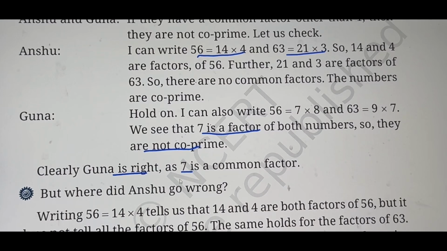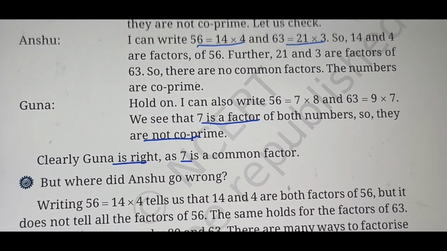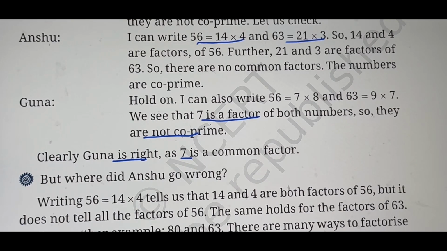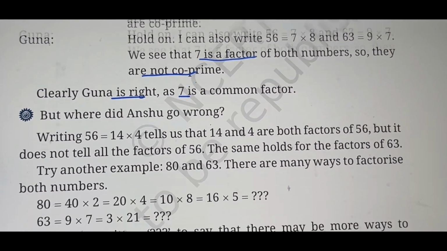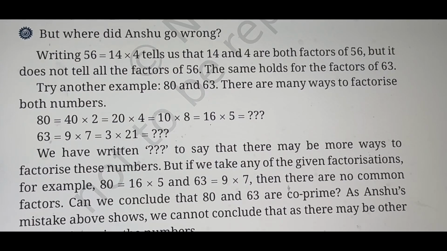But what happened? Where did Anshu go wrong? Because her factors were also correct. 14 fours are 56 and 21 threes are 63. So where did she go wrong? Let us understand that. Now, writing 56 as 14 into 4 tells us that 14 and 4 both are the factors of 56. But it does not tell all the factors of 56. Similarly, 21 into 3 for 63.